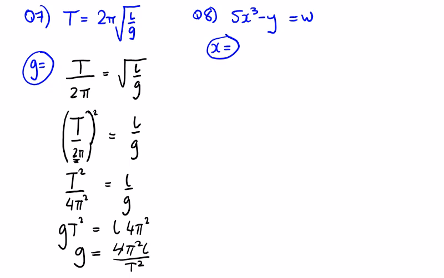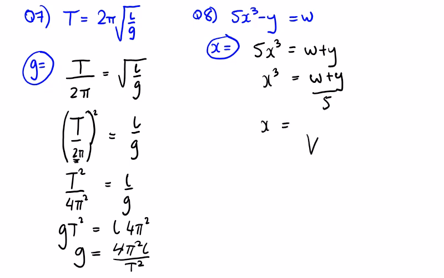And this one, we're going to get a cube. So let's have a look. To get x on its own, let's bring the y across to w. 5x cubed is equal to w plus y. For x cubed, we know we're going to divide by 5. x cubed is w plus y over 5. And to write this, x is equal to, and you'll see this button on your calculator, the cube root of w plus y over 5. To write cube root, we put the 3 there.